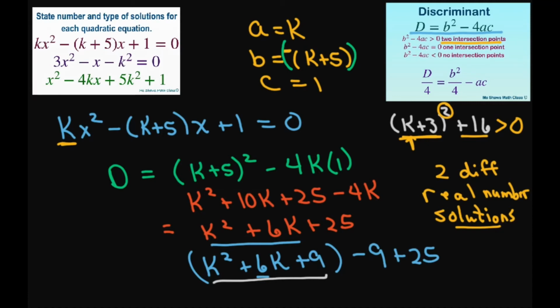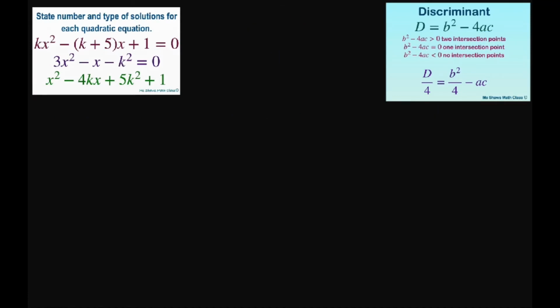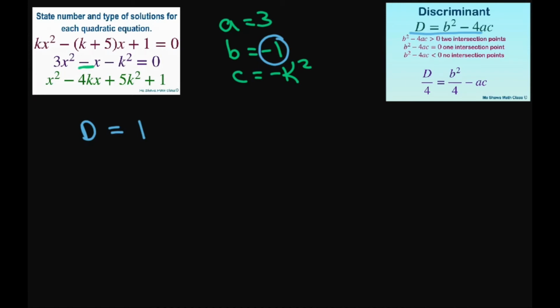All right, so the next one is this one. We have a equals 3, b equals negative 1, and c equals negative k squared. So using our discriminant, we're going to get b squared. When you square that, that's going to be positive 1. Minus 4 times 3 times c, so it's negative k squared. Looking at this, we're going to get a 1. We have 2 negatives, that makes a positive. That's going to be plus 12k squared.